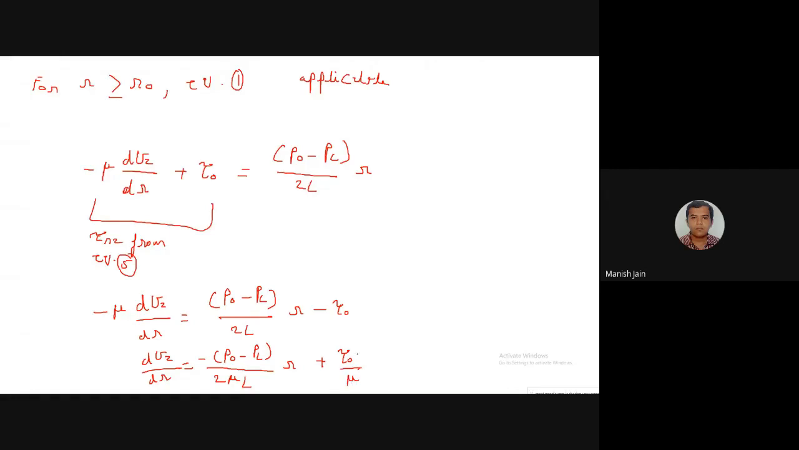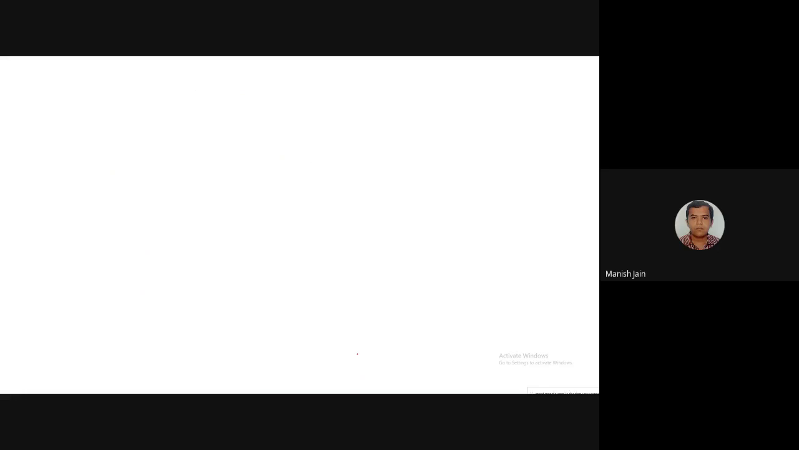Now integrate this equation, you will get Vz equal to tau naught divided by mu, this is the positive quantity, multiplied by R, minus in bracket P naught minus PL divided by 4 mu L multiplied by R square, plus C2. C2 is the integral constant again.